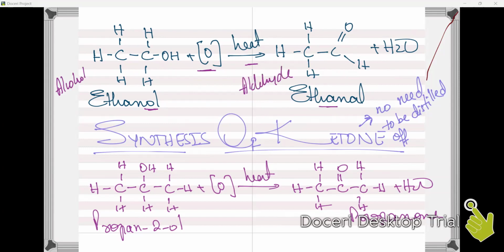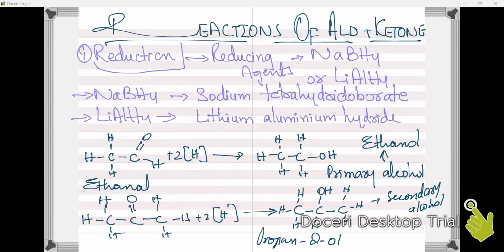Similarly, we have to produce ketones. How is that possible? A ketone can be synthesized simply if we take propan-2-ol, which is a secondary alcohol. Now, what is the meaning of secondary alcohol? The OH group is attached to a carbon which is attached to two further carbons. So propan-2-ol reacting with oxygen changes into propanone, or we can say propan-2-one. That's another way of saying it.